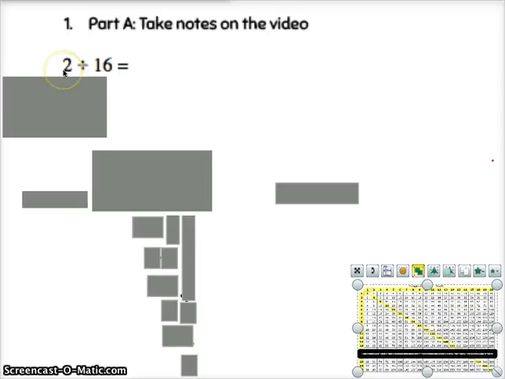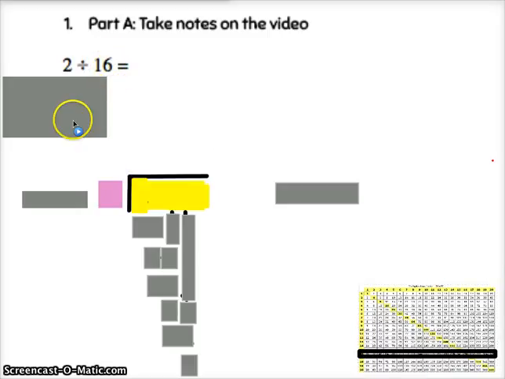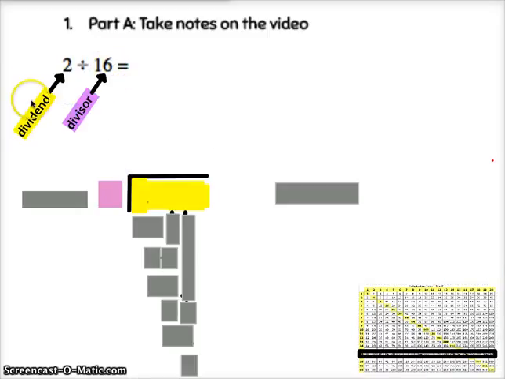To solve the problem 2 divided by 16, we are going to use long division. Remember that the first number, the dividend, is the number we are dividing, so it goes on the inside of the division symbol. The second number, the divisor, is the number we are dividing by, and it goes on the outside.